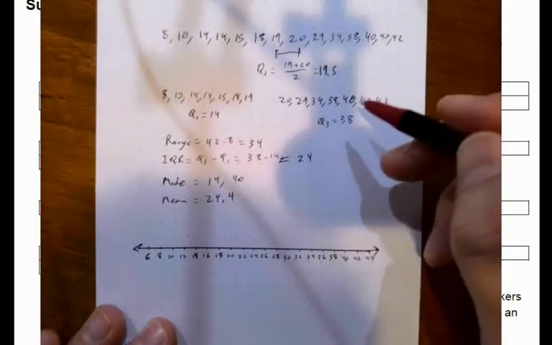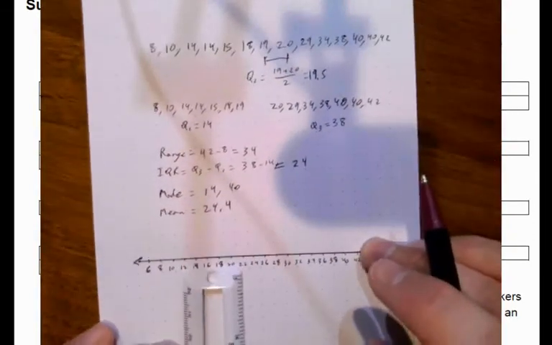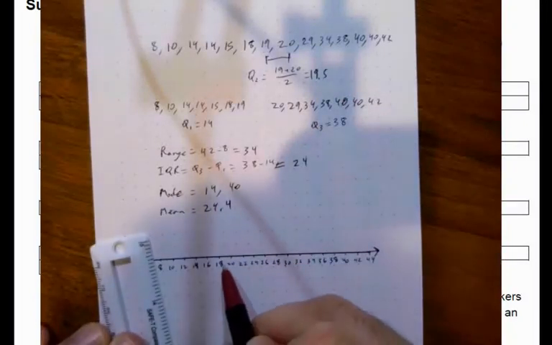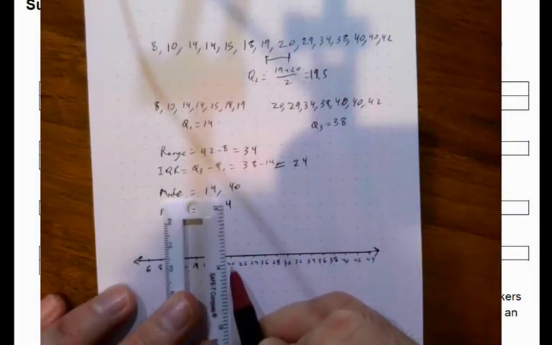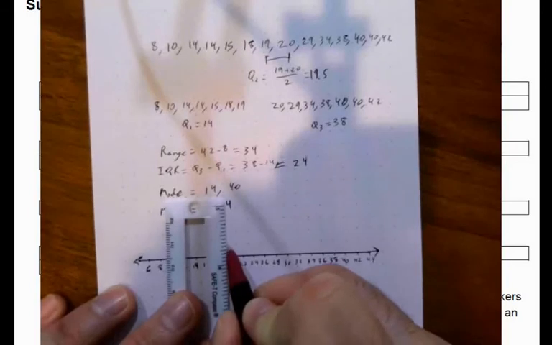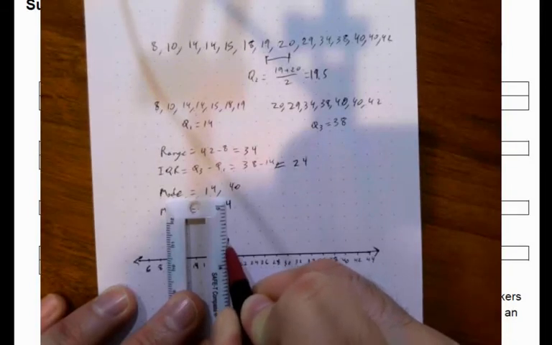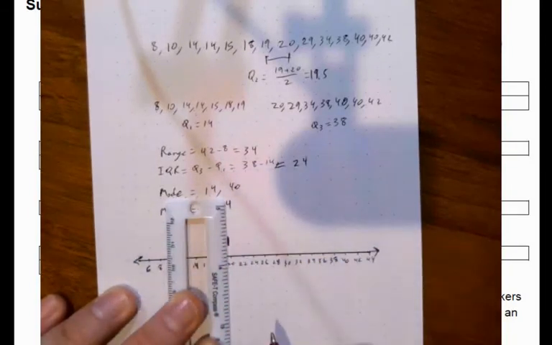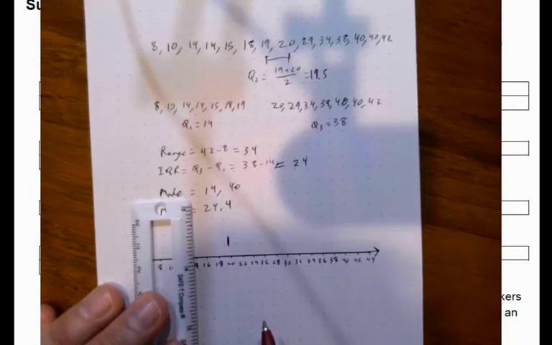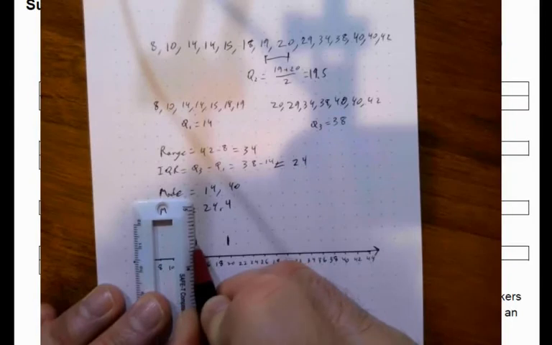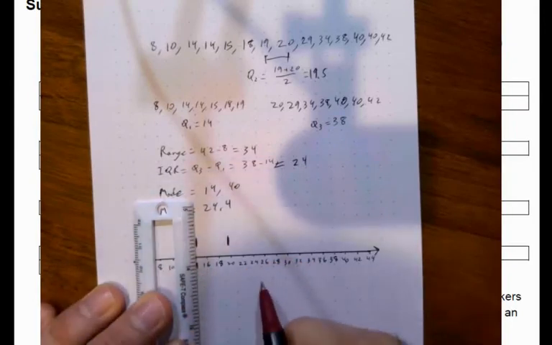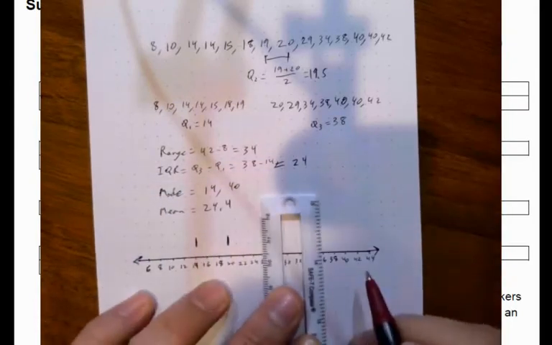Now at Q2, which is 19.5, so 19 would be at the halfway point here. 0.5 would be a bit more in, so I would put in a vertical line. That's my Q2. My Q1 is 14, so I'll put a vertical line right at 14. And my Q3 is 38.